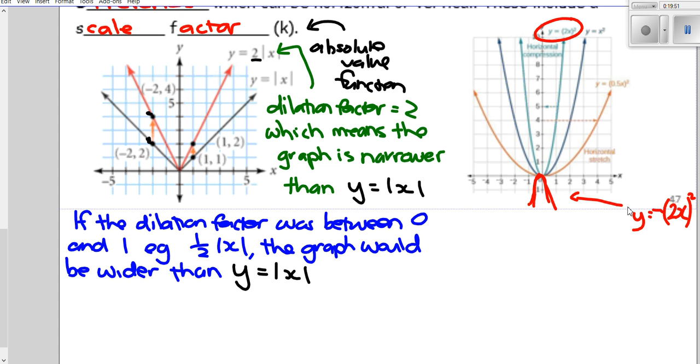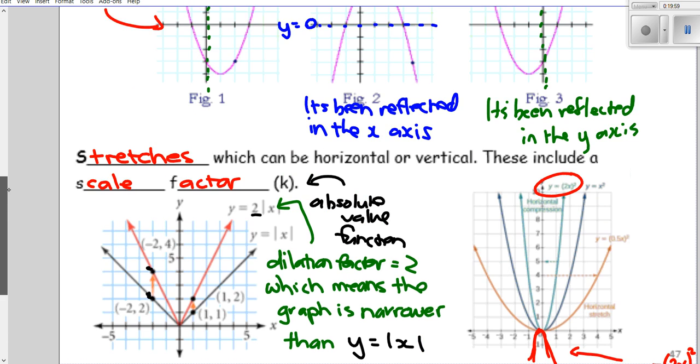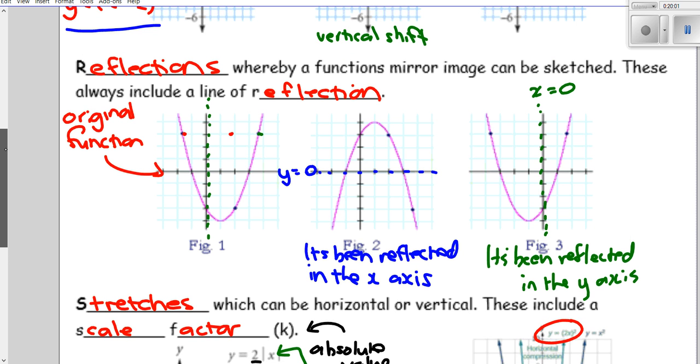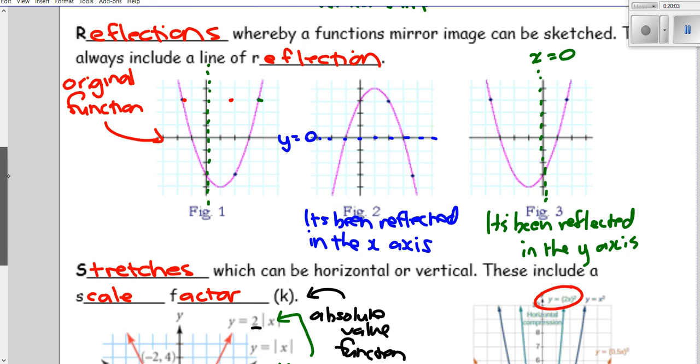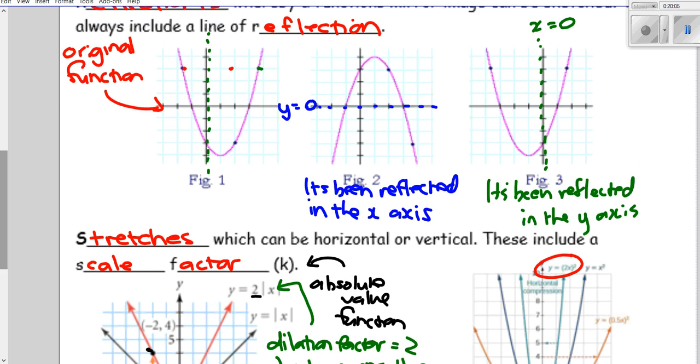How do you know which one's reflected? Do they say reflected in x? That's a good point. If it was negative f(x), negative f(x) means it's being reflected like this one in the x-axis. To reflect it in the y-axis, it would be f of negative x. That's a good question.